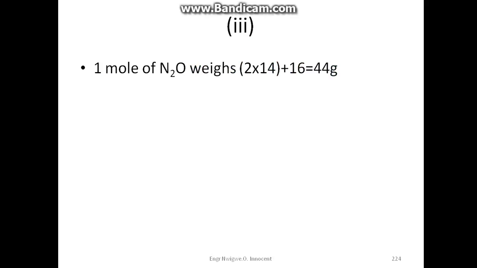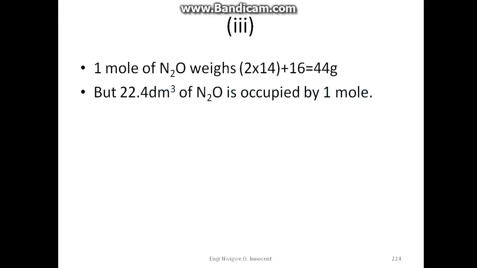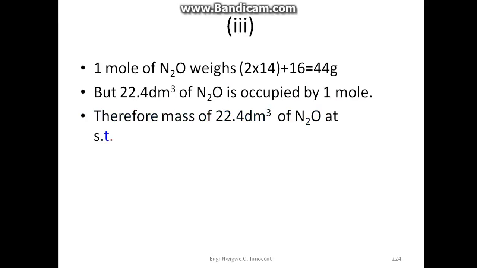Solution for the third question. 1 mole of nitrogen 4 oxide weighs 14 for nitrogen plus 2 times 16 for oxygen, which will give us 44 gram. But 22.4 dm cube of nitrogen 4 oxide is occupied by 1 mole. Therefore, mass of 22.4 dm cube of nitrogen 4 oxide at STP is 44 gram.